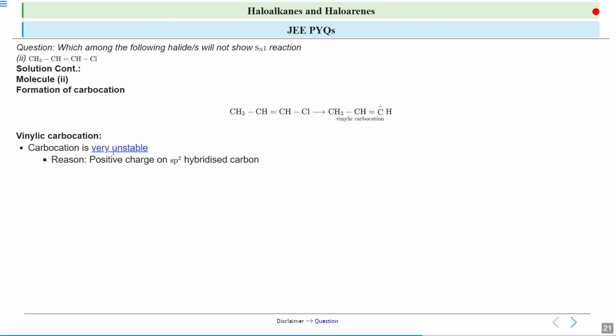Why? Because the positive charge is present on an sp2 hybridized carbon, making this carbocation unstable. This is very rare, right? The positive charge comes on this double bonded carbon, because this carbocation is actually very unstable. Hence, what the stability of the carbocation is telling us is that this molecule does not favor the SN1 reaction.